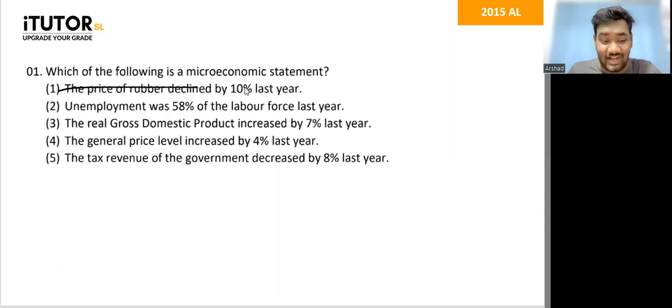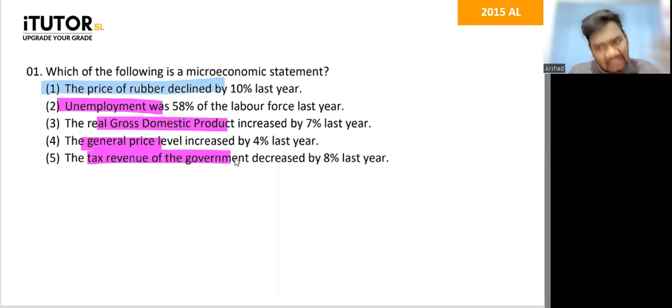Price of rubber, right? So rubber is what? Rubber is just one good, right? There are so many goods in the economy. Rubber is just one of that. That is the microeconomic statement. If you look at the other statements, look at this, right? Unemployment is for the entire economy, right? Real GDP, entire economy. General price level is how you measure inflation. It's the prices of all the goods and services, entire economy. Tax revenue of the government, entire tax revenue, right? But price of rubber is one small thing. That is your microeconomic statement. Easy, right? We'll move. Going to the next.